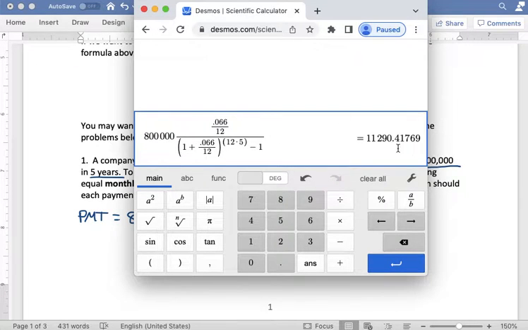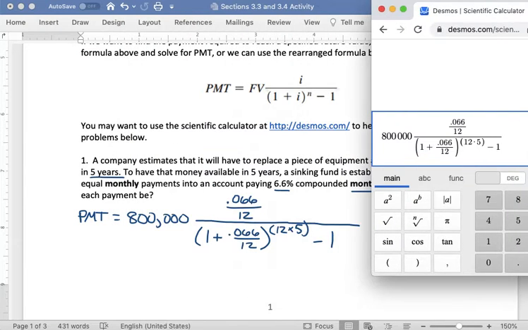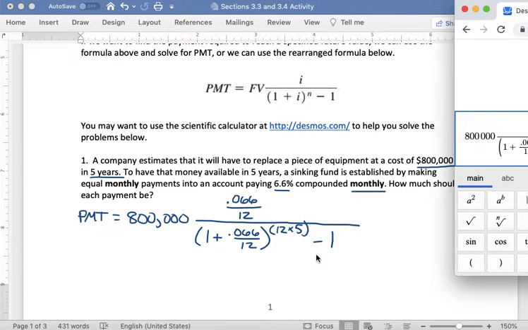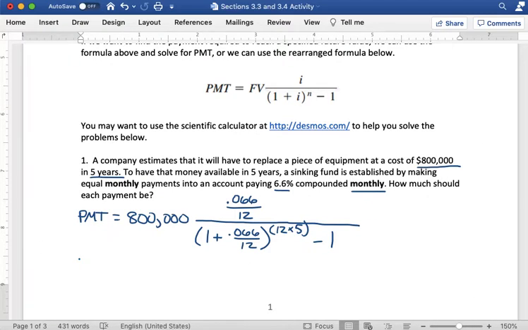So here's what we have, $11,290.42. So that's the amount that I need to be putting away each month in order to reach my $800,000 goal, which sounds like kind of a lot, but $800,000 is a lot of money, and 5 years is not really that long. So this is how much needs to go into the sinking fund every month.